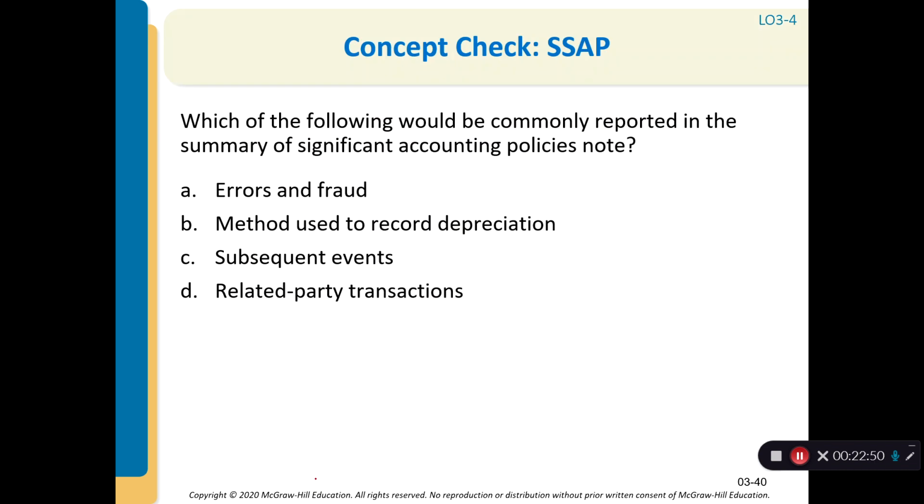Okay, so concept check. Which of the following would commonly be reported in the summary of significant accounting policies note? Error and fraud is called noteworthy events, right? And subsequent events we talk about are the M&A issue, debt or securities. And the method used to record depreciation definitely deals with how a company chooses among different varieties of accounting choices, right? So B it is.